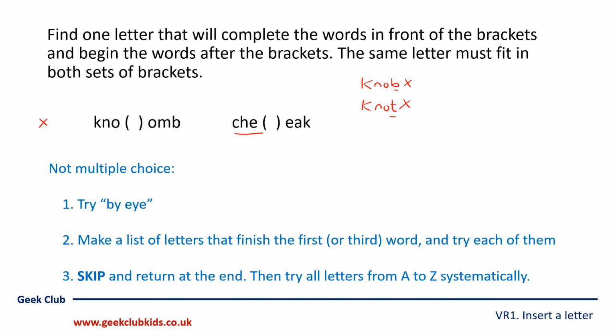We could try an A, Noah. No, that's not a word. Knob, we've already tried that and we knew that cheb wasn't a word. Knock, nod, noe, and you keep doing it. And eventually you'd find that when you get to W, this could work. No and womb, and chew and week. So working through from A to Z means that you will definitely find the answer, but it can be time consuming.